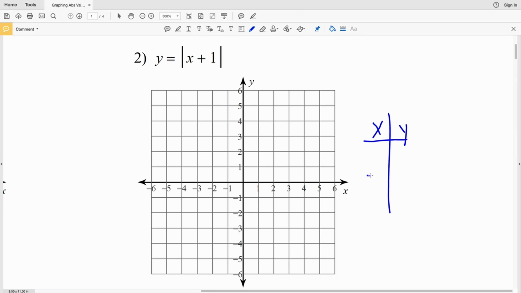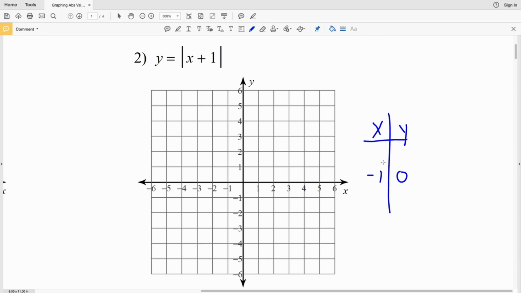So we'll write -1, and I like to put it in the middle of my t-table so I know that I need to do a point that's less than that -1 value and a point that's greater than that -1 value. So let's go ahead and plug in -1 for x. So when we plug in -1, we get that y equals the absolute value of -1 plus 1, which we know is y equals the absolute value of 0, which is 0. So when x is -1, y is 0.